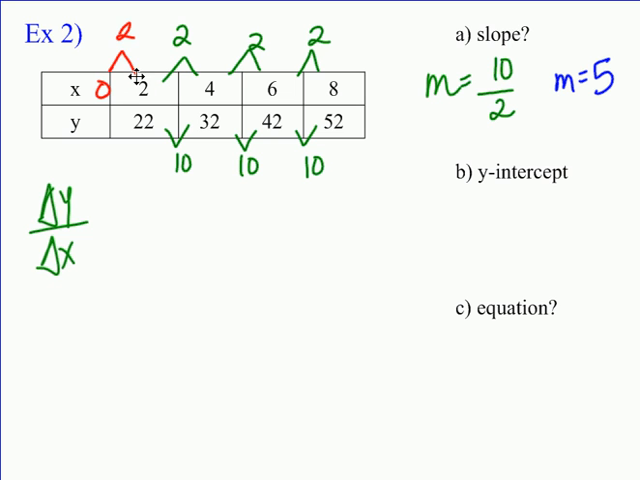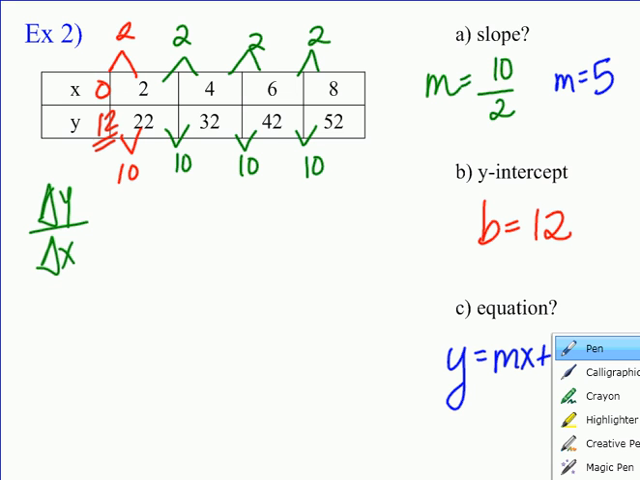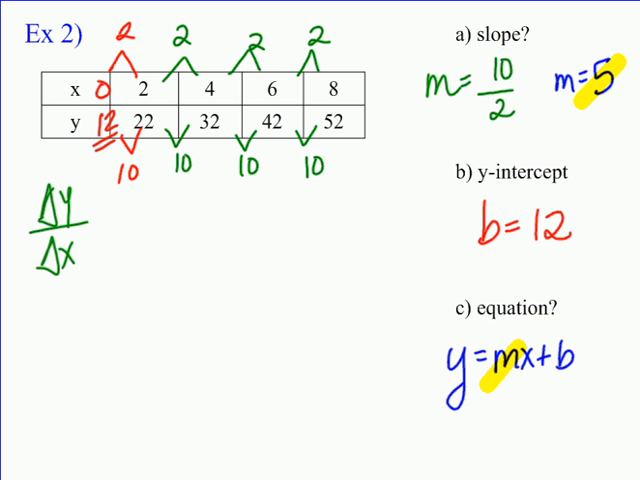So if it changes by 2 here, that means that we need to change by 10 to get this number. And 22 take away 10 gives us 12. So we can see that the y-intercept, or b, is equal to 12. So once again, when we're talking about the equation, if we're saying y equals mx plus b, all we have to do is take the m and replace it, take the b and replace it, and we have an equation. So we would end up with y equals 5x plus 12. So that's an example with a graph, and now with a table.